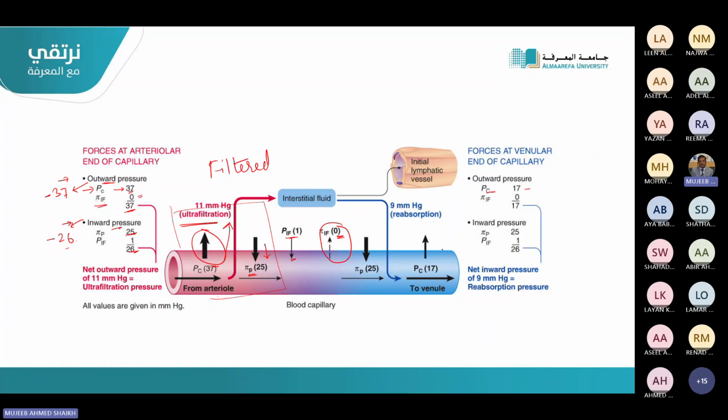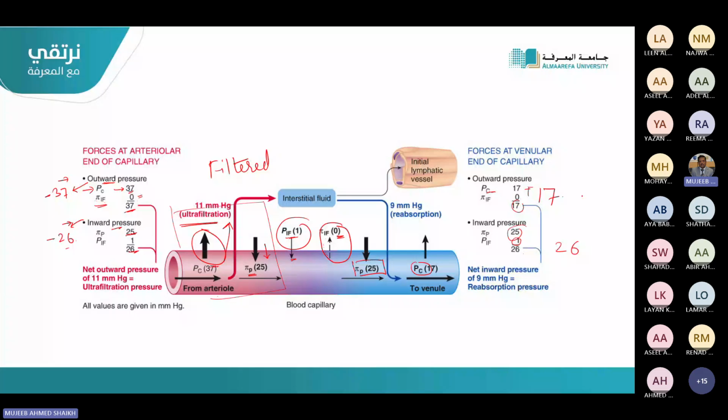The hydrostatic pressure, how much? Here, the outward force is 17 plus what is the other outward force? Interstitial colloidal osmotic pressure is 0. So the total is 17 plus 0, which is 17. Okay, 17 is outward. What is the inward force? Colloidal osmotic pressure 25 plus the hydrostatic pressure from the interstitial fluid, which is 1. So 25 plus 1 is 26.